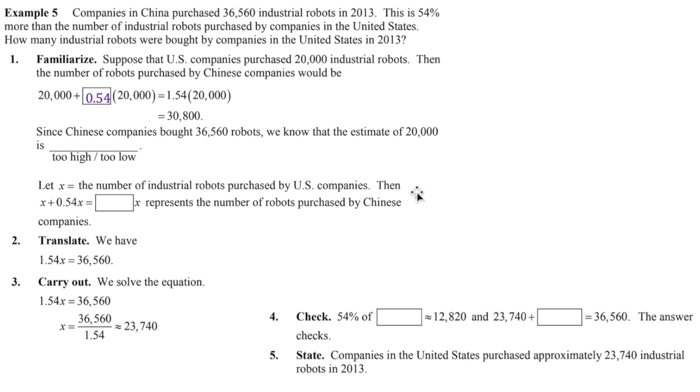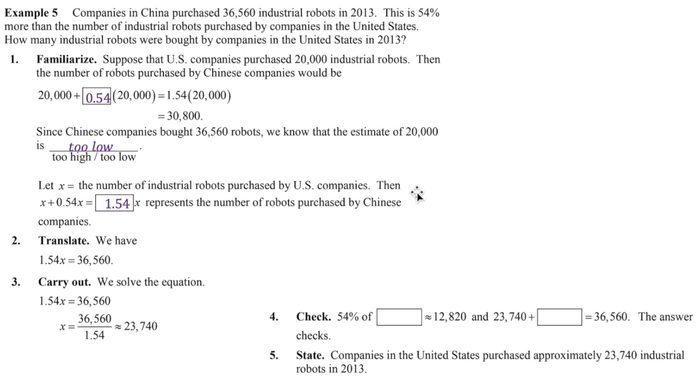But we know that Chinese companies bought 36,560 robots. They're telling us that. So our estimate of 20,000 that the US purchased is slightly too low. So let's create an equation here. Let's let X represent the number of industrial robots purchased by US companies. That would mean then that 1 and 54 hundredths X represents those that are purchased in China.